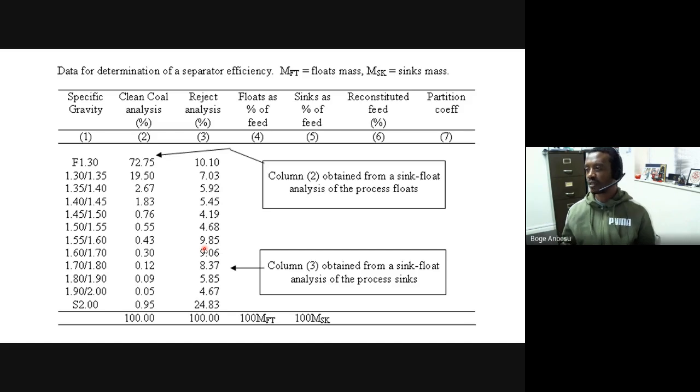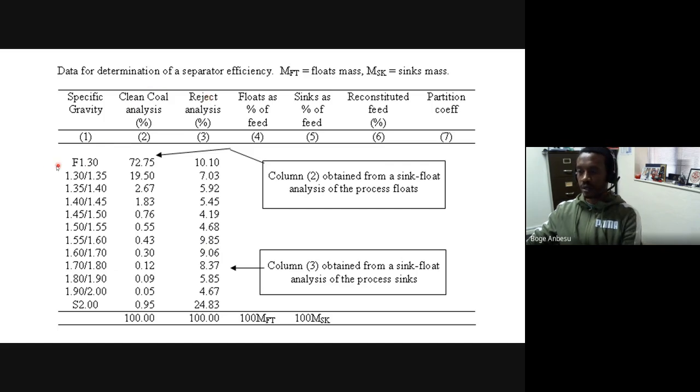Once you do that, you can then construct what we call the washability curve, not the washability curve, the efficiency of a gravity separator. And based on those, you can then study or analyze whether the gravity separator is giving you a reasonable performance or not. So whatever we have here is analogous to overflow and underflow for a hydrocyclone, if that makes sense.